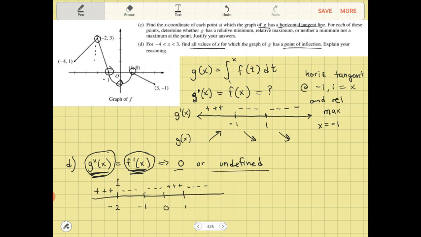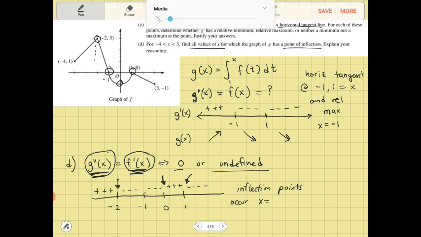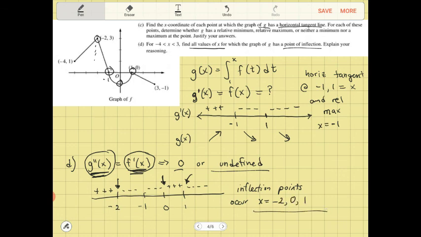We got one here at negative 2. We got one more at 0. And we have one more at 1. So those are your inflection points. Inflection points occur at -2, 0, and 1. Phew.